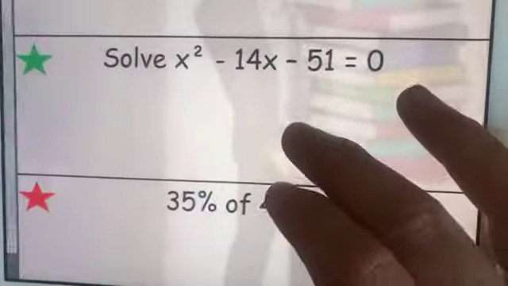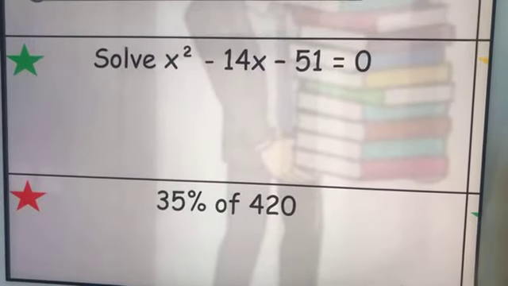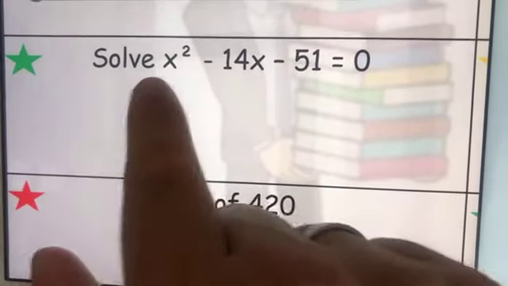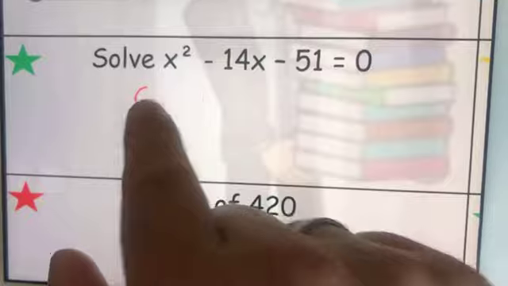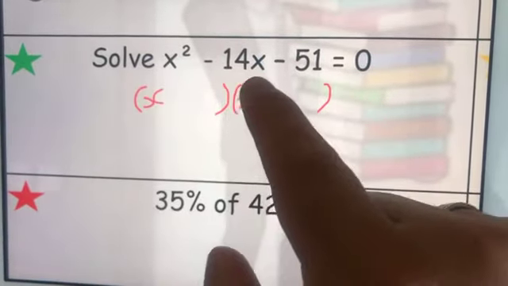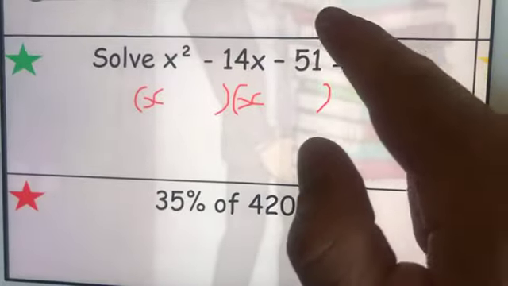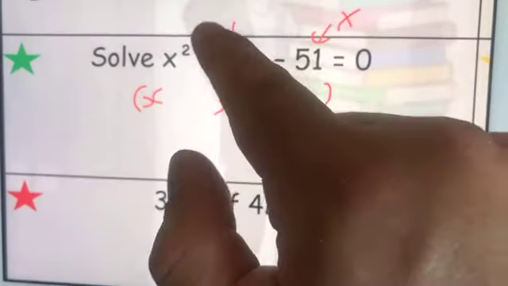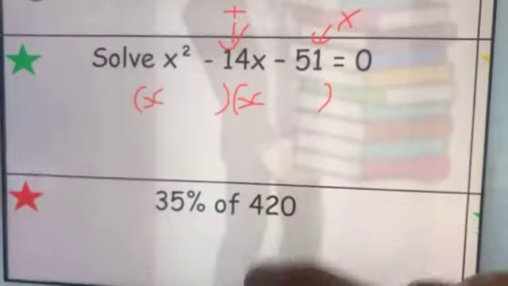Okay, so that was worth 3 points. This one again is worth 3 points, okay? Again, this can be quite difficult. Okay, I've got x squared take away 14x take away 51. Again, I've got x and x. I've got to fill in this bracket with 2 numbers. Those 2 numbers have to multiply to make negative 51, and they have to add to make negative 14.